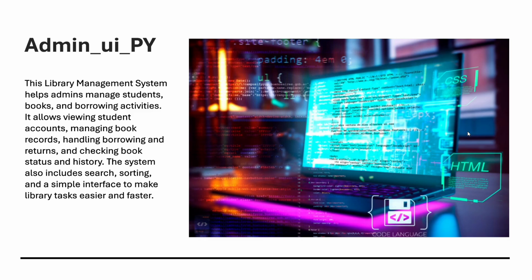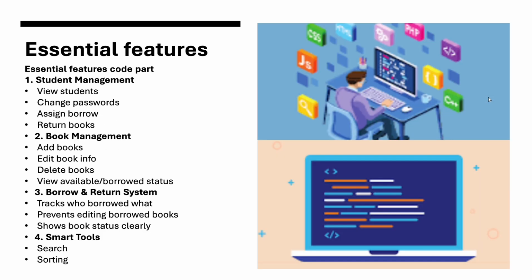So we have the admin UI. This library management system helps admins manage students, books, and borrowing activities. It allows viewing students' accounts, managing book records, handling borrowing and returns, and checking a book's status and history. The system also includes search, sorting, and a simple interface to make library tasks easier and faster. So let's move on to the essential features of this admin UI.